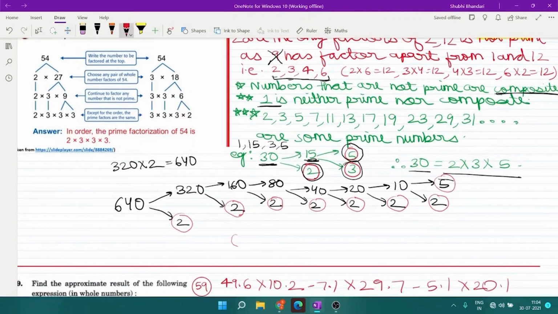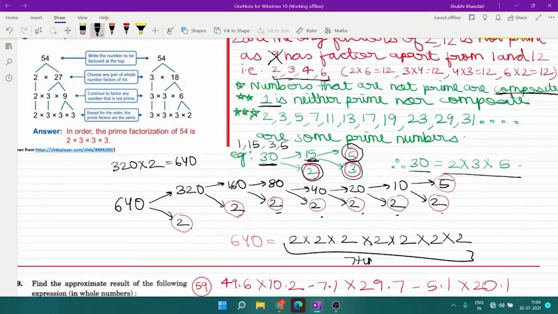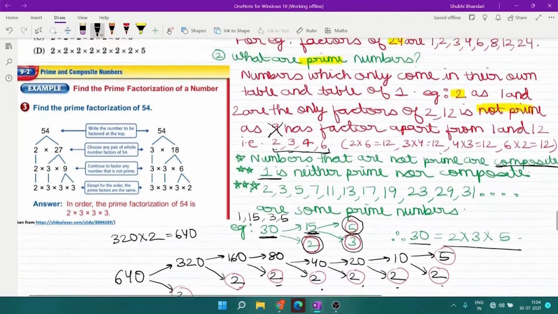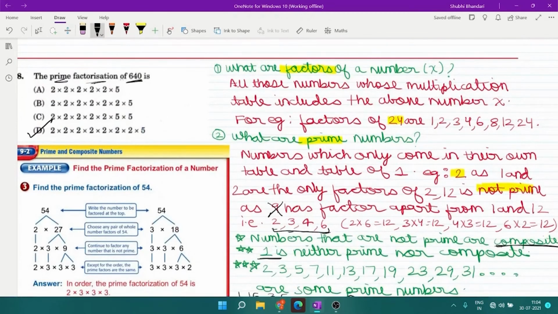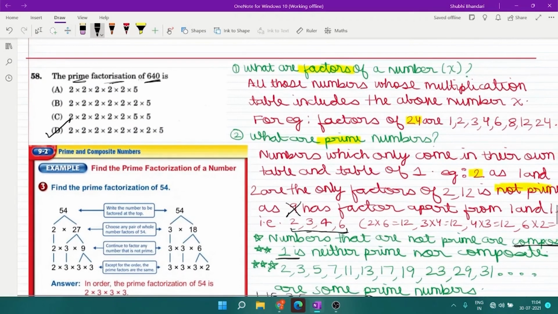So the prime factorization of 640 can be written as 1, 2, 3, 4, 5, 6, 7, 2 into 2 into 2 into 2 into 2 into 2 into 2. This is 7 times into 5. So our answer matches with option number D. So that's why the correct answer to the 58th question is D. Here there are 7 2's and 1 5.